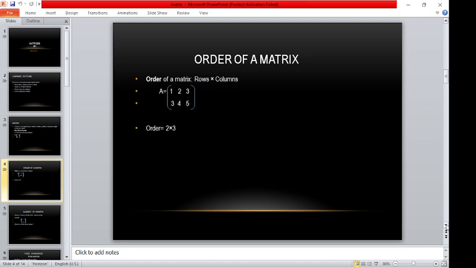We are going to define the order of a matrix. The order of a matrix is given by the number of rows times the number of columns. For example, you have matrix A. It has 2 rows and 3 columns. So the order of this matrix A is given by 2 by 3. So that is how you identify the order of a matrix.